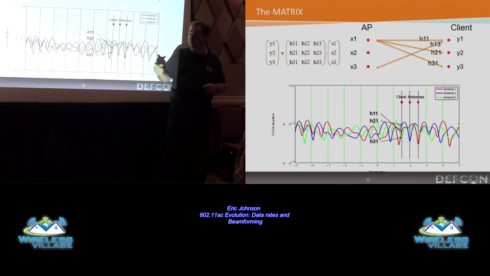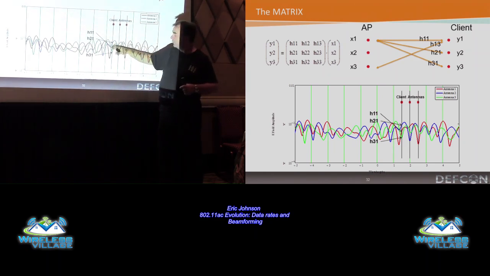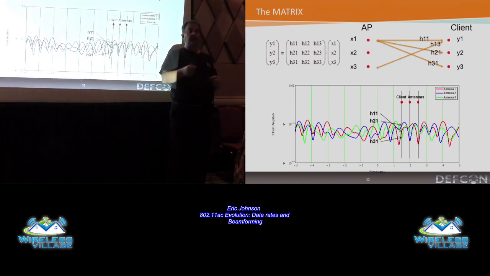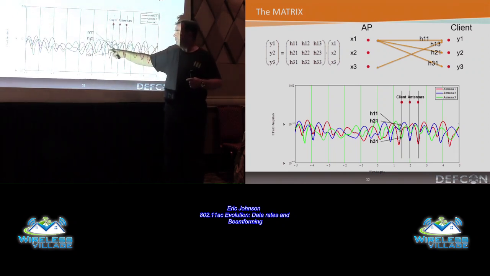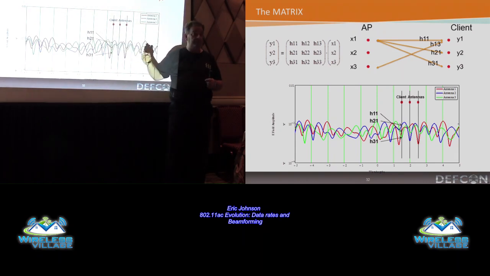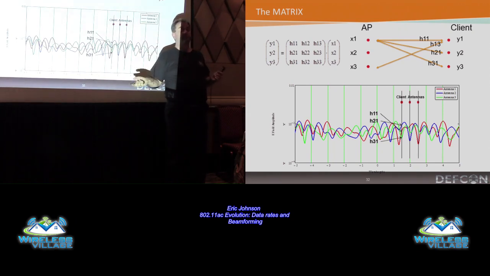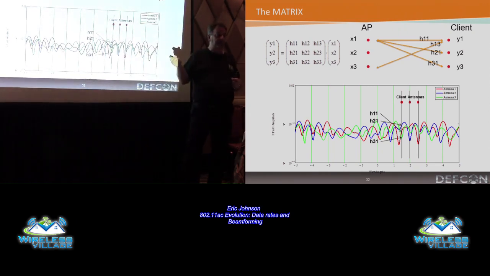Sorry, big mouthful there. But basically what it's saying is this is what I measure. From the first antenna on the AP, my 3 antennas on the client measure those 3 points in space. Same thing for the second antenna, and same thing for the third antenna. That is actually what beamforming is. That's what the sounding process is doing.